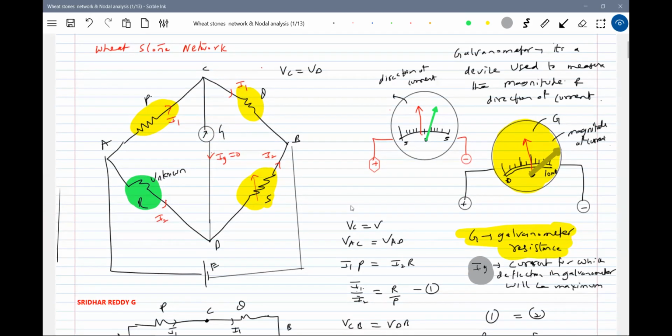Okay, now what is our primary question? How to find out this unknown resistance? Now let's see, if VC equals VD, when will this happen? When the current through the galvanometer is 0. How to make the current through the galvanometer 0? The unknown resistance is connected. I'll adjust the value of S in such a way that the current through the galvanometer is 0.